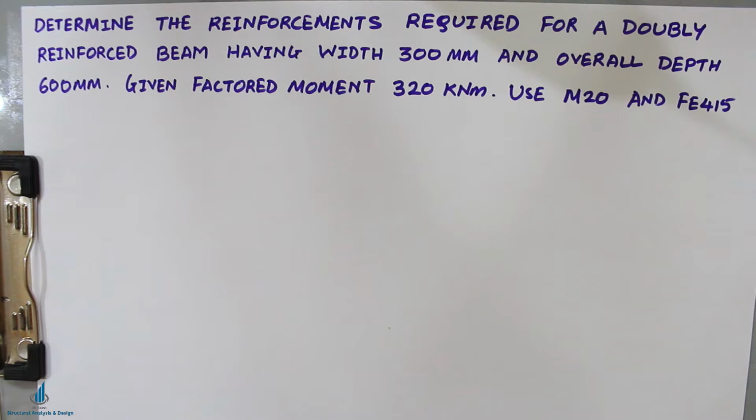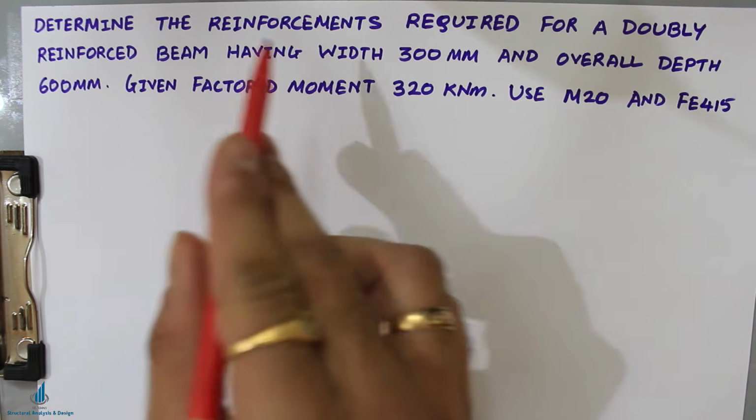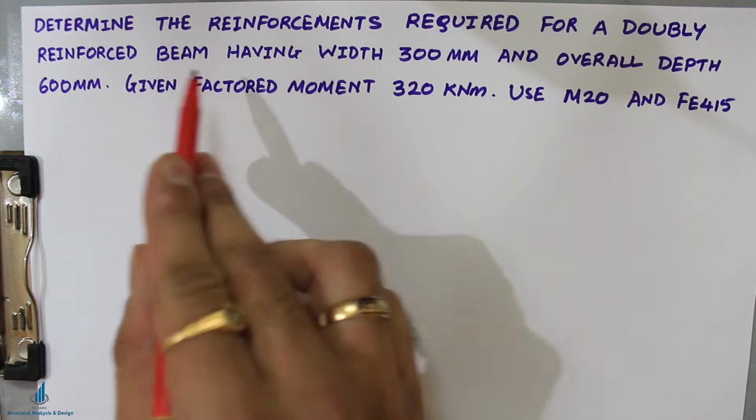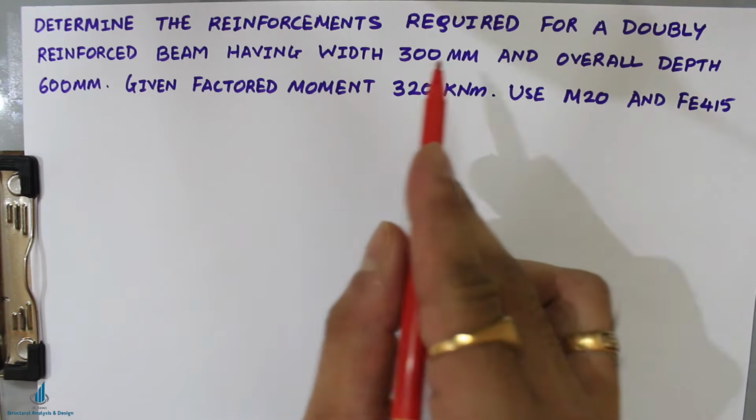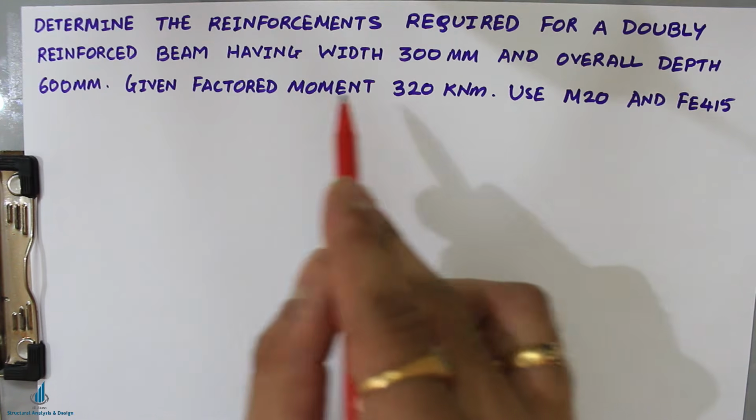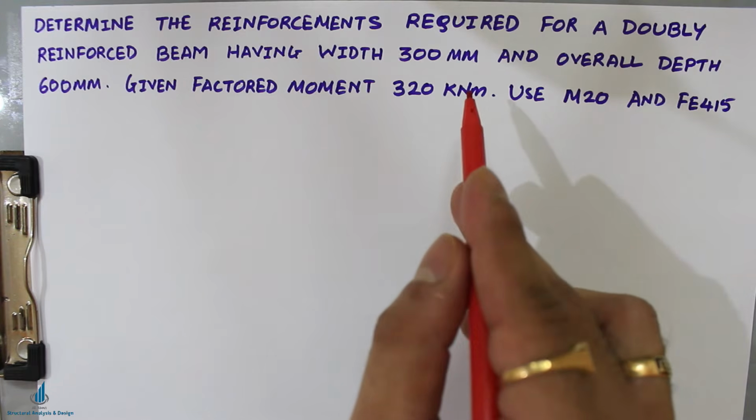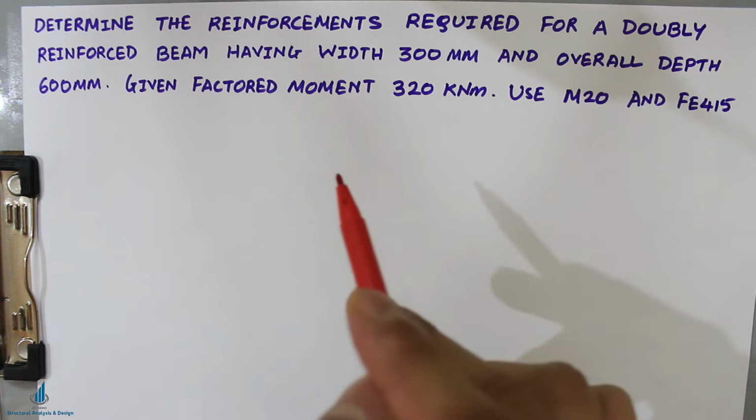So in this video we shall calculate the reinforcements required. If you have gone through my previous videos, I have explained clearly what are the types of reinforcements in the doubly reinforced beam. In this problem, they have given to find out the reinforcements required for a doubly reinforced beam having width of 300 mm and overall depth 600 mm, and the given factored moment, that is your ultimate moment, is 320 kilonewton meter. You have to use M20 and Fe415 materials.